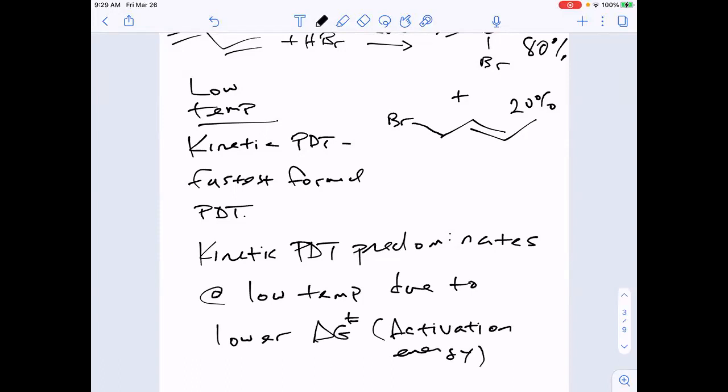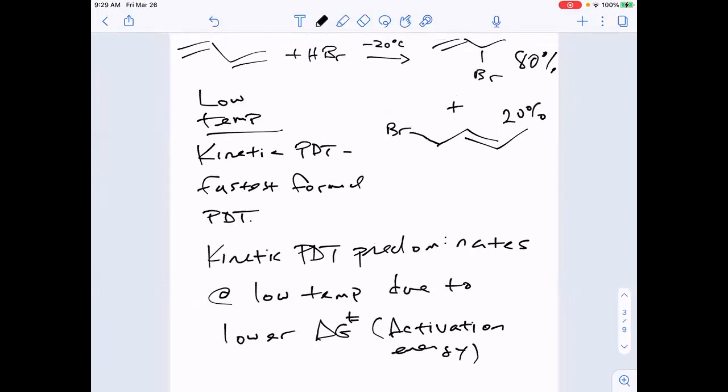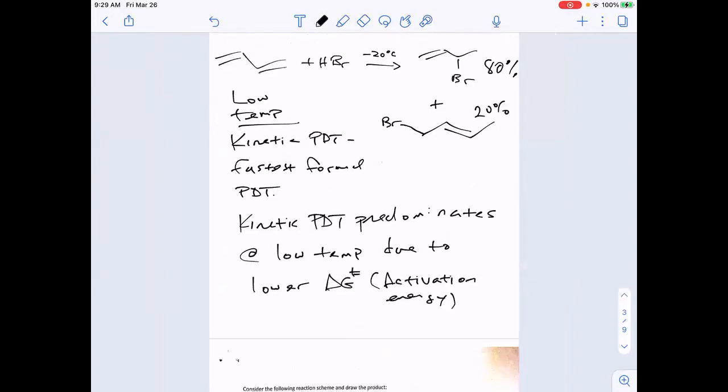All right. So a lower activation energy to get to that, or a lower barrier. That's another way to call activation energy. There's a lower barrier to that reaction, and so it happens faster. That's why you get more of it at low temperature. Are y'all following? Anybody got any questions about that?